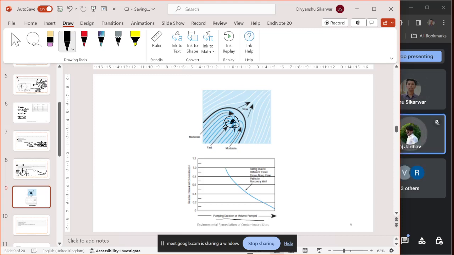Yes, sir. More quickly, because they are experiencing more force of attraction, because the well is near to them, and it is taking water from the surroundings. So the particles near the well are experiencing more force towards the well, so they get removed quickly as compared to particles which are near the boundary. So they take a lot of time to get removed. Because of that, there is a tailing effect.